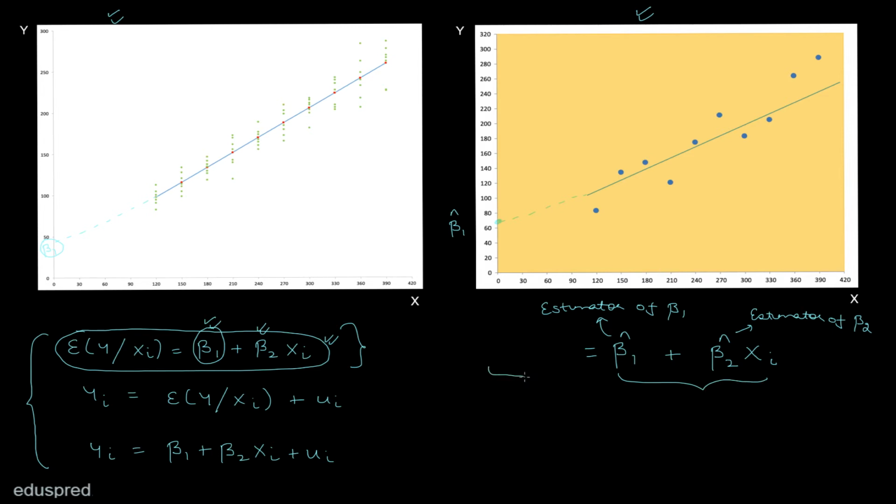Now let's talk about what we have on the left hand side. On the left hand side, we have yi hat. You can call it yi hat, or you can also call it yi cap. I prefer the term yi hat, so I'm going to use that term. Basically, this yi hat that I have written over here is the estimator of this term that we have on the population side. So this yi hat is going to play the same role that this term was playing on the population side. Okay.